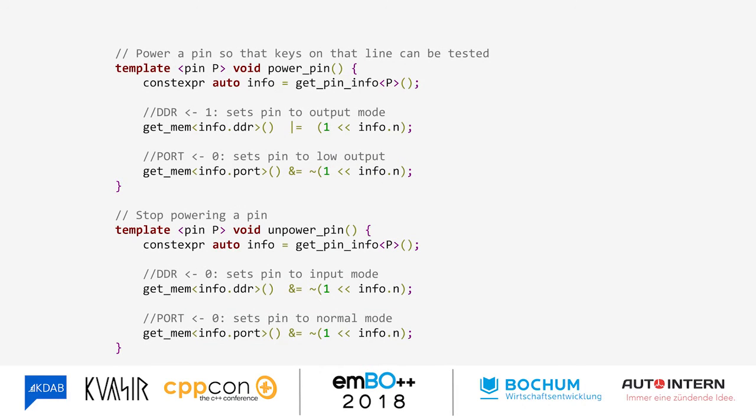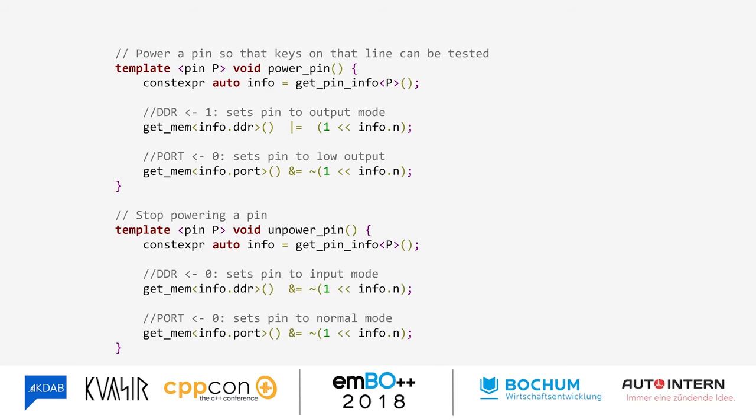This is the code for actually powering up and down the pins. So again, we take the pin as a non-type template parameter. So we know what code we're going to be generating for this pin at compile time. We can then get some information, such as the memory locations we need to read and write in order to actually set things. And we do that at compile time.